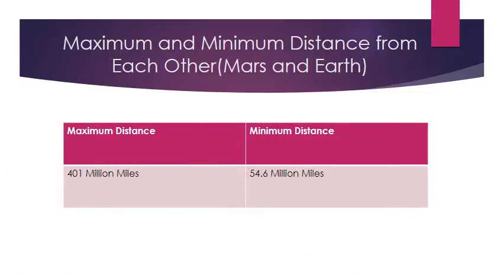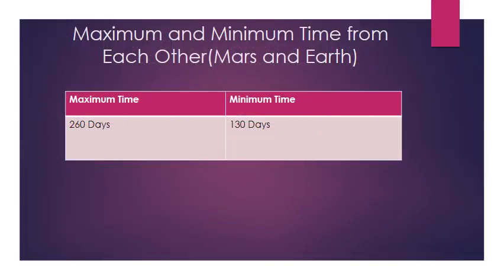The maximum distance between Earth and Mars is 401 million miles, whereas the minimum distance between Earth and Mars is 54.6 million miles. The maximum travel time from Earth to Mars is 260 days. The minimum travel time from Earth to Mars is 130 days.